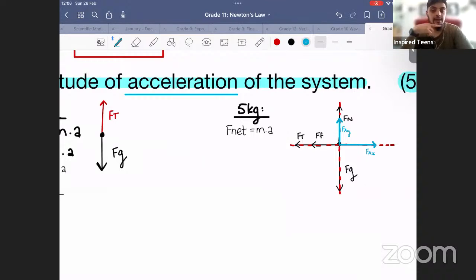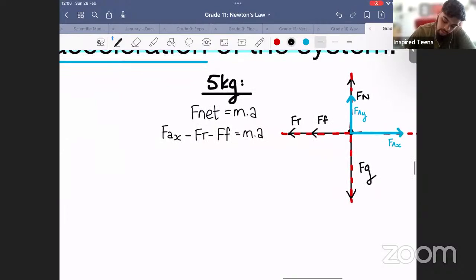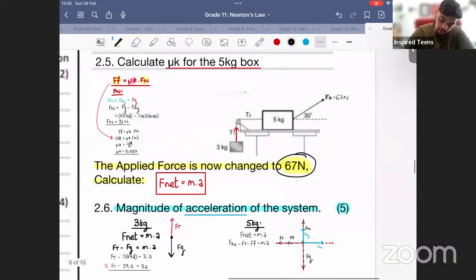Not FA minus FF minus FT. It's FX or FAX. FAX is the direction of motion, minus the forces opposite to the direction of motion, minus FT minus FF. Okay, FAX I can calculate.